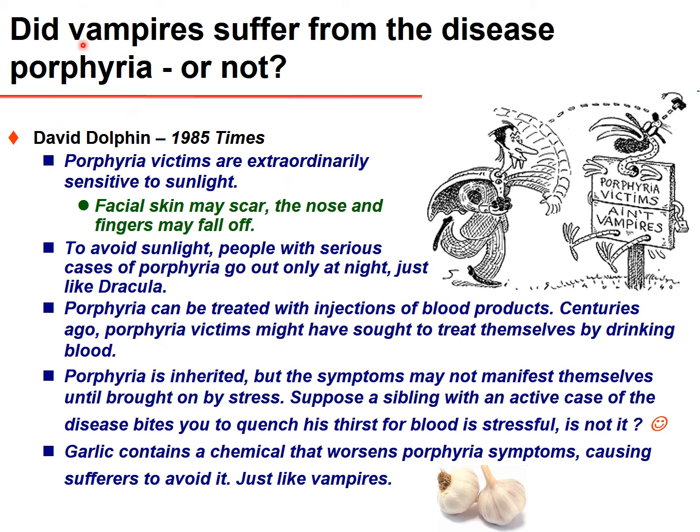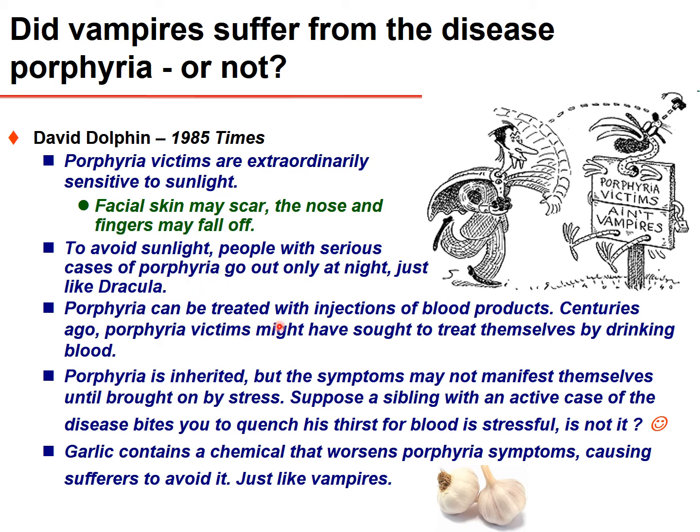Now, a long time ago, a scientist, David Dolphin, in 1982 was reported in Time magazine, and he hypothesized that vampires could have had porphyrias, and maybe those patients who suffered from porphyrias were the vampires. Why did they say this? Because porphyria victims are extraordinarily sensitive to sunlight. Very similarly to the vampires, they cannot go out into the sunlight because the skin can be damaged. And to avoid the sunlight, people with serious cases of porphyrias go out only at night, just like Dracula.